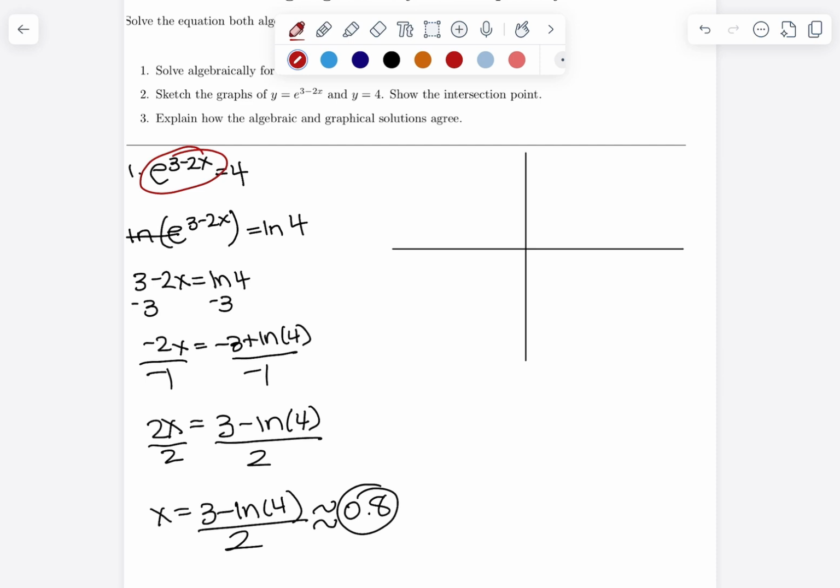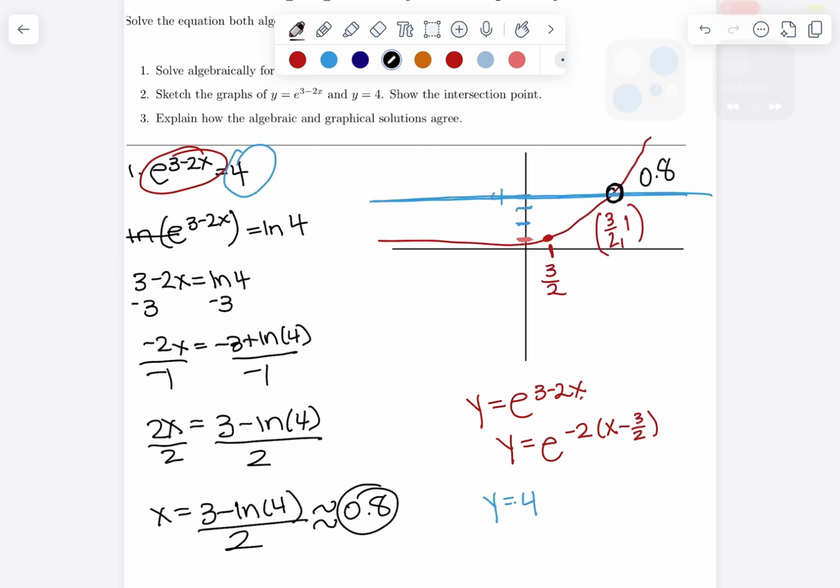So the next step is to graph e to the 3 minus 2x, but you can't do that yet. So you have to take out the negative 2 and make it e to the negative 2 times x minus 3 over 2 in order to be able to graph this first line. So the first line is going to be graphed at 3 over 2 comma 1, and then the second line is y equals 4, which is a horizontal line at 4. And the point where both of those lines intersect is at 0.8, which is the same answer that we got when we solved algebraically, so we know that that's the answer.